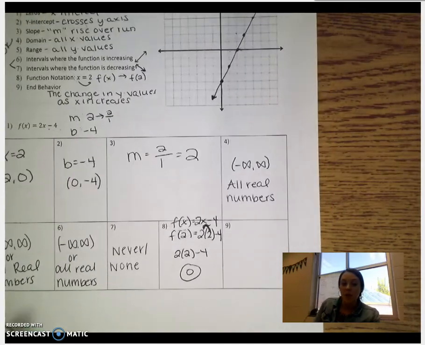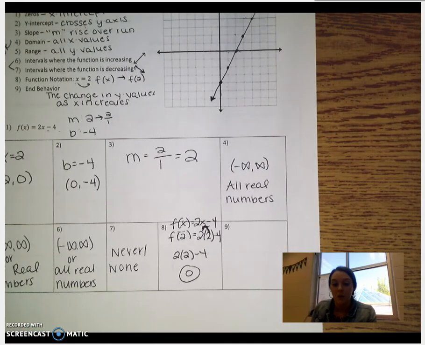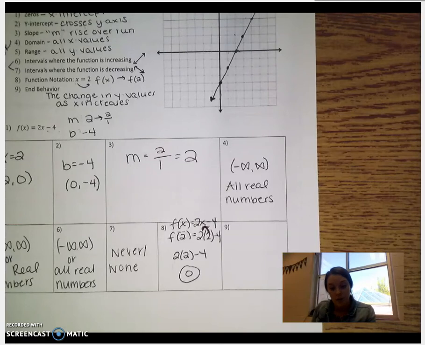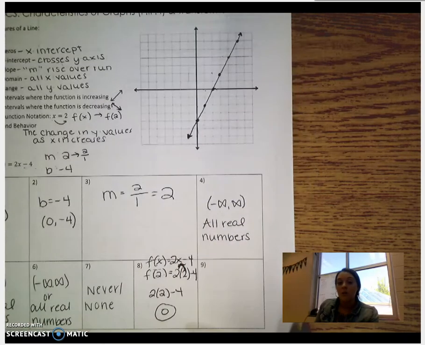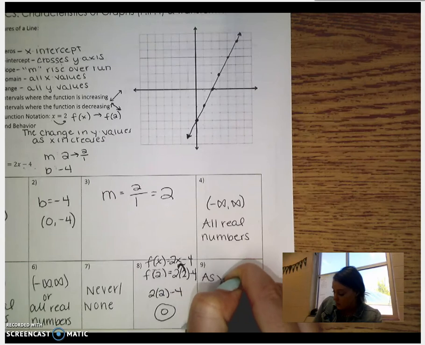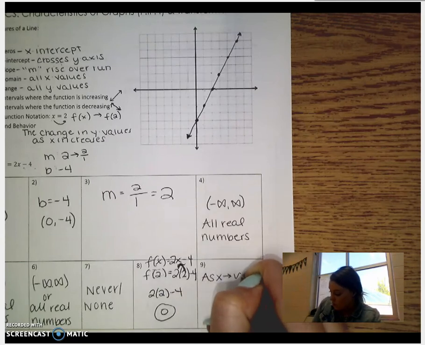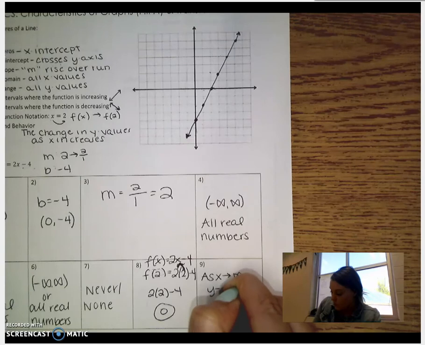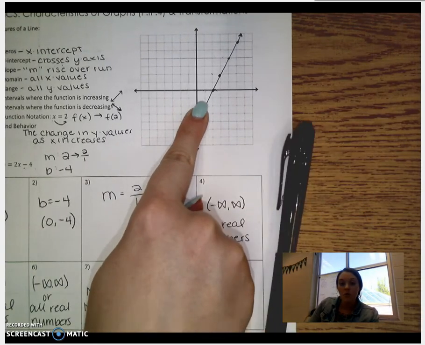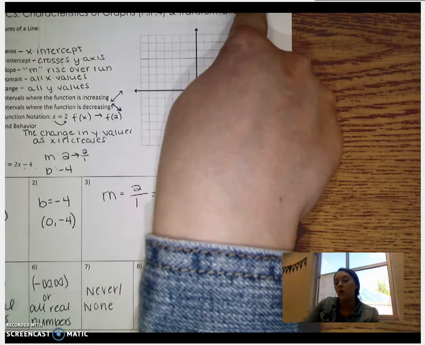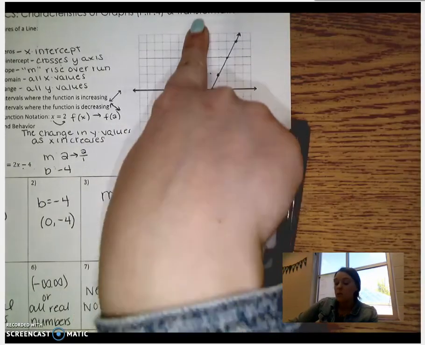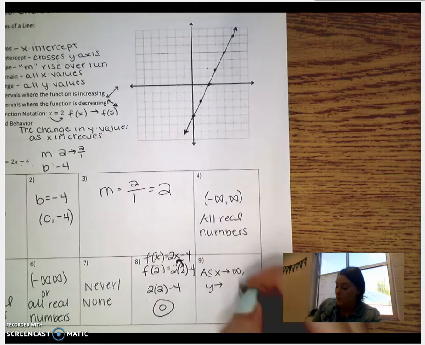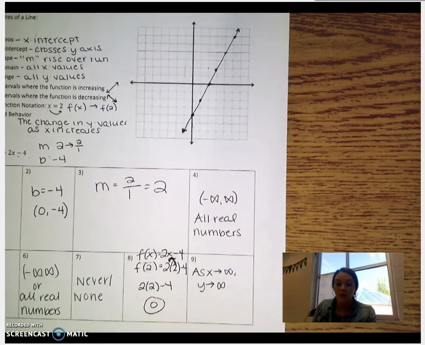The last one is end behavior, and we briefly talked about end behavior when we talked about exponential functions. And end behavior is what the y values are doing as x is going to infinity. So as x goes to infinity, what is y doing? So as I move in the right-hand direction, my y values are also approaching infinity. This function could go on forever and ever and ever and ever. This would go up forever and ever and ever. So as x approaches infinity, y approaches infinity.